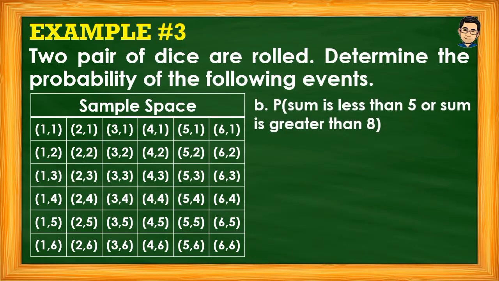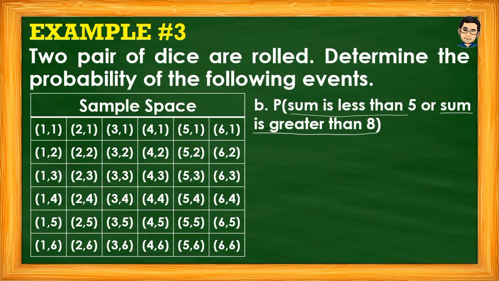So for letter B naman, what is the probability of getting sum is less than 5 or sum is greater than 8? Okay, so dalawa yung events natin dito. Yung una, sum is less than 5. And then yung pangalawa naman, sum is greater than 8. Okay, so sum is less than 5. So hinahanap natin dito yung may sum na 4, 3, 2. Basta yung pababa, less than 5. So hindi po pwede yung 1 because yung minimum sum natin is 2.